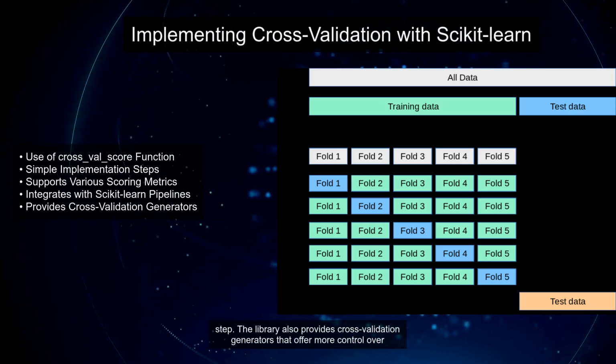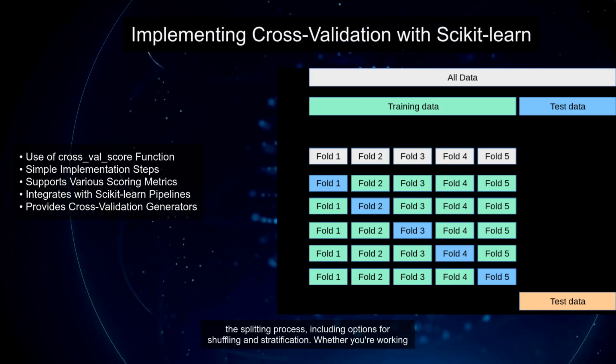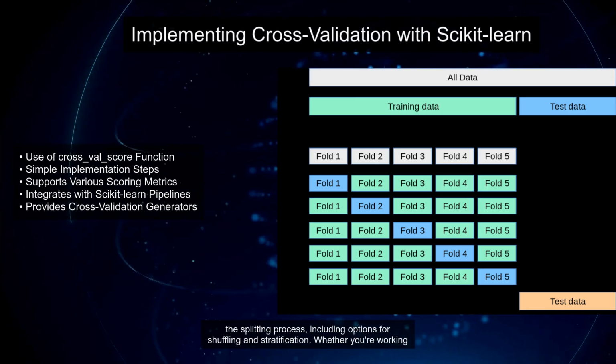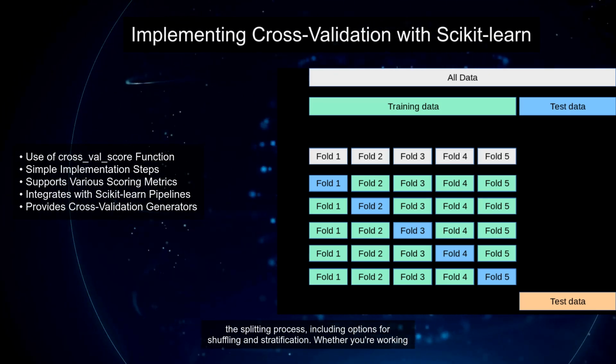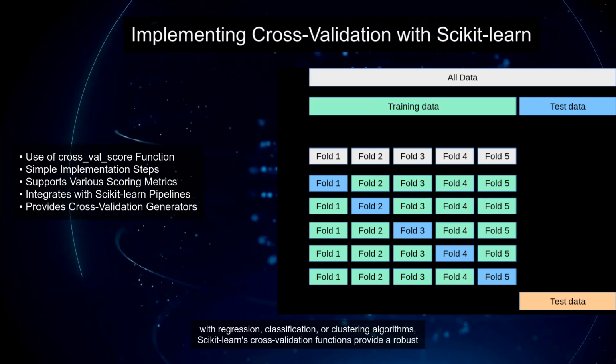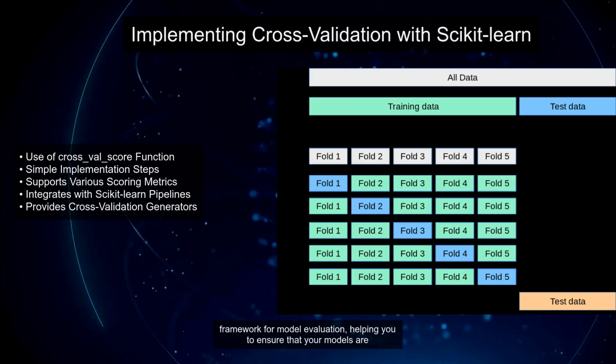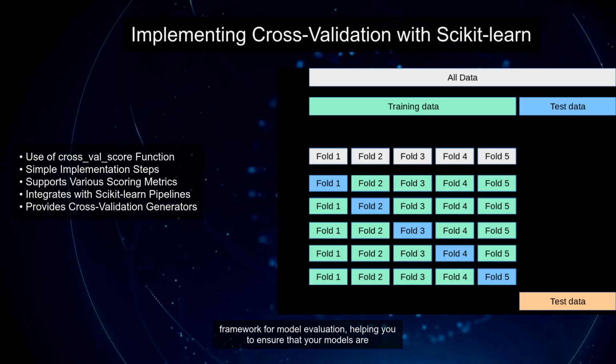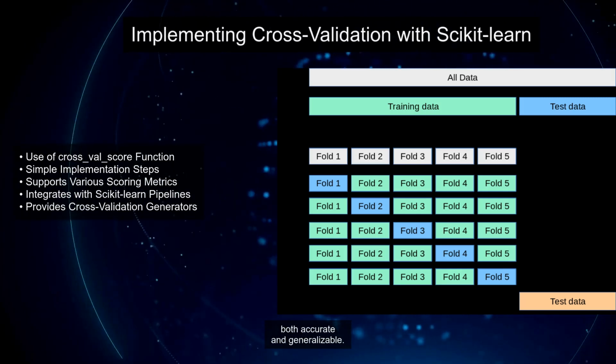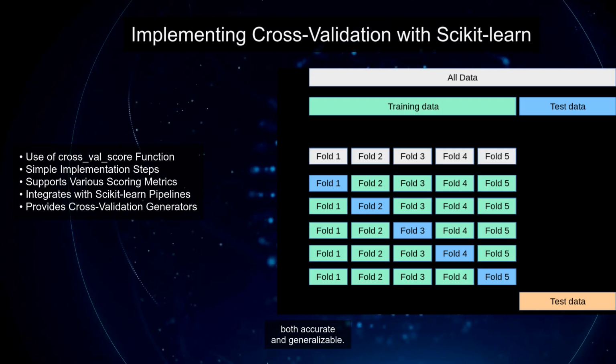The library also provides cross-validation generators that offer more control over the splitting process, including options for shuffling and stratification. Whether you're working with regression, classification, or clustering algorithms, Scikit-learn's cross-validation functions provide a robust framework for model evaluation, helping you to ensure that your models are both accurate and generalizable.